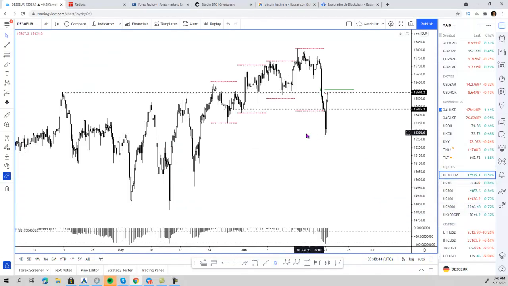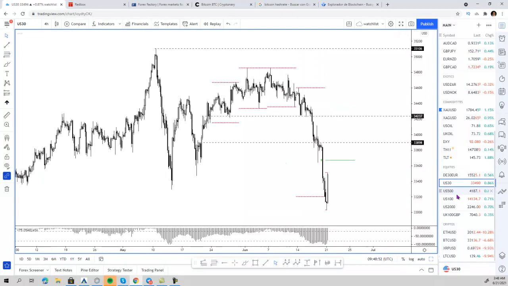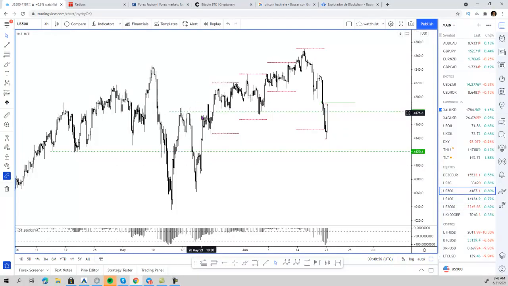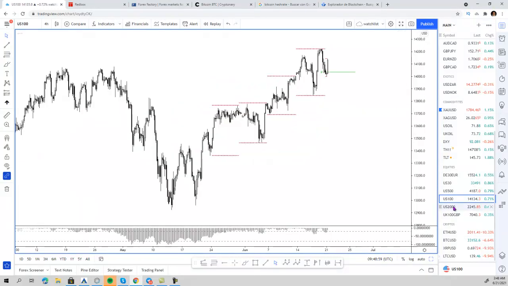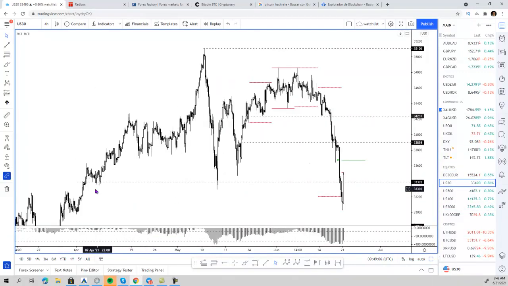Well, that's a big bullish push on the DAX. Let's have a look at the FTSE. Now, very big bullish pushes on all equities. That is insane. So this is the first time I've seen this. Sadly, we are not in any of this.